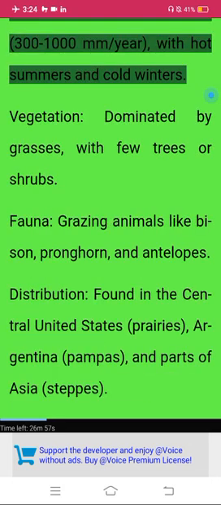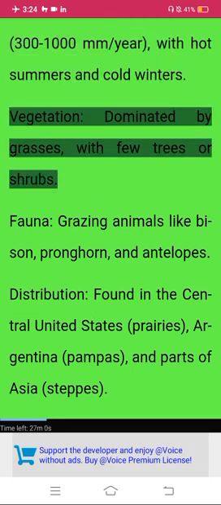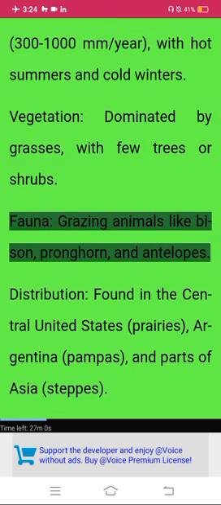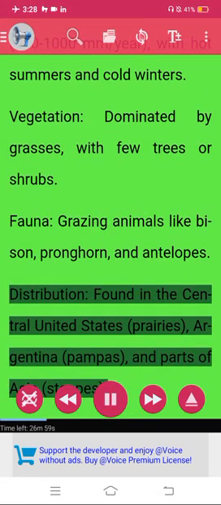Temperate grassland. Climate: moderate rainfall, 300–1,000 millimeters per year, with hot summers and cold winters. Vegetation: dominated by grasses, with few trees or shrubs. Fauna: grazing animals like bison. Distribution: found in the central United States (prairies), Argentina (Pampas), and parts of Asia (steppes).